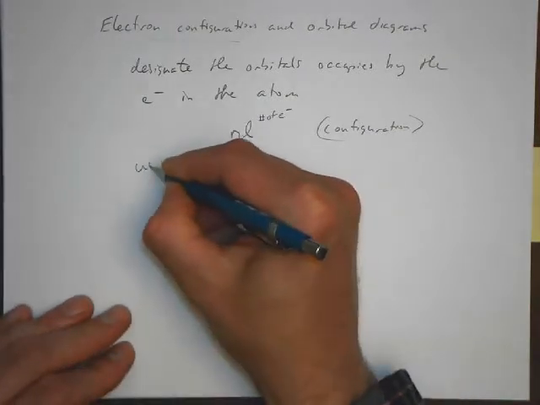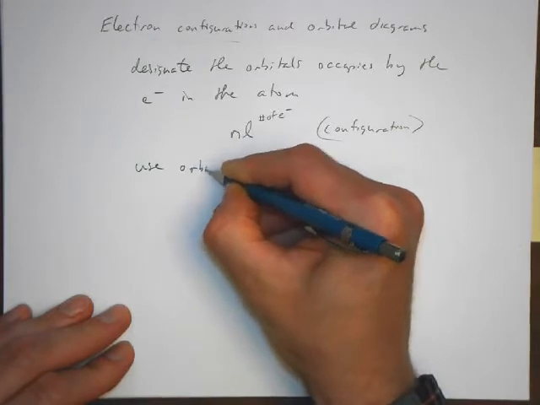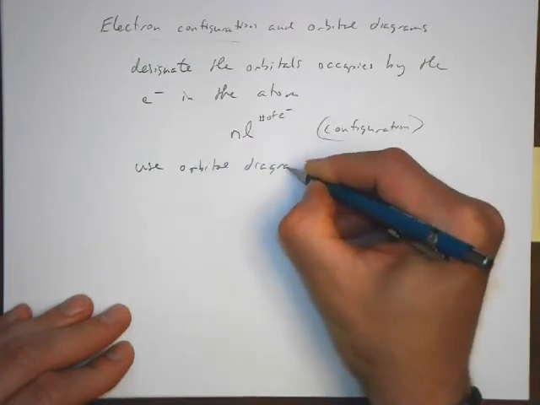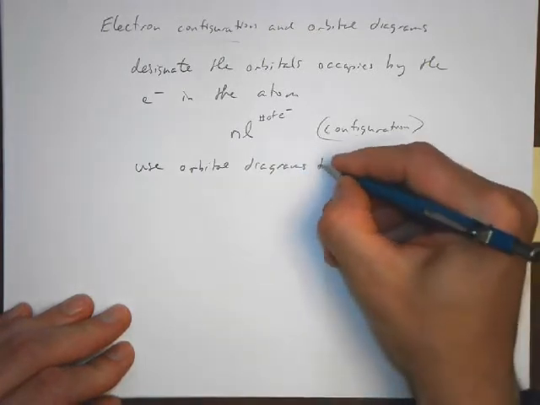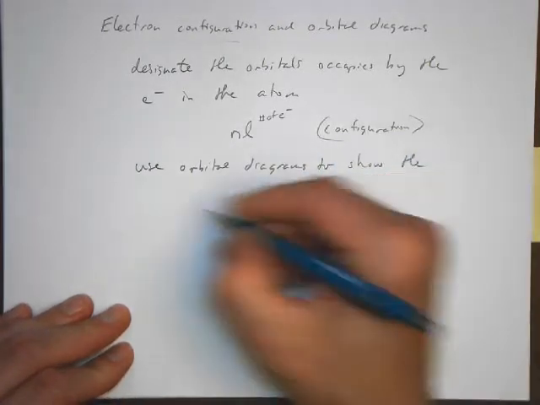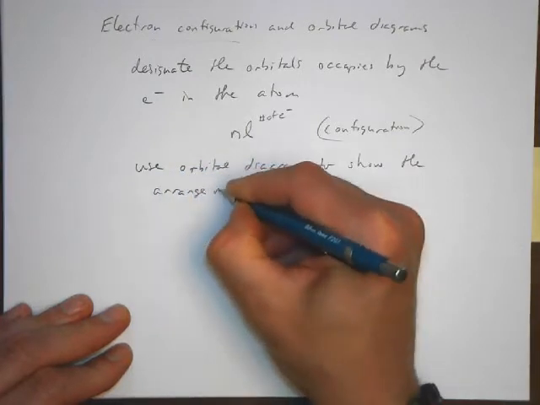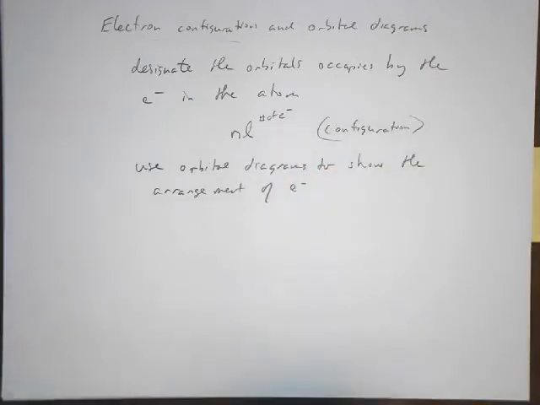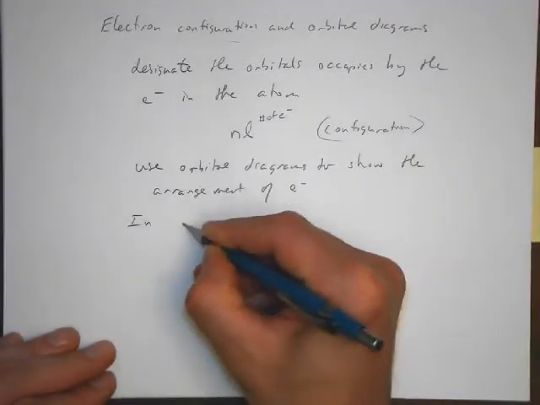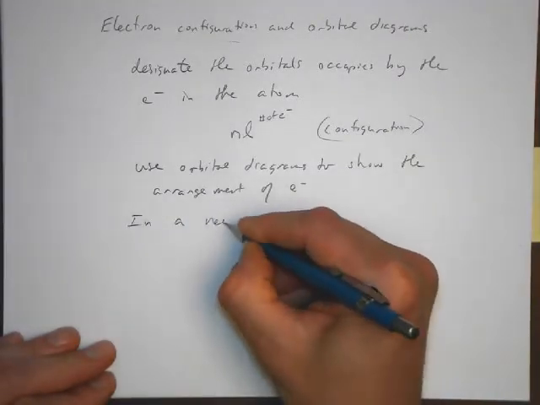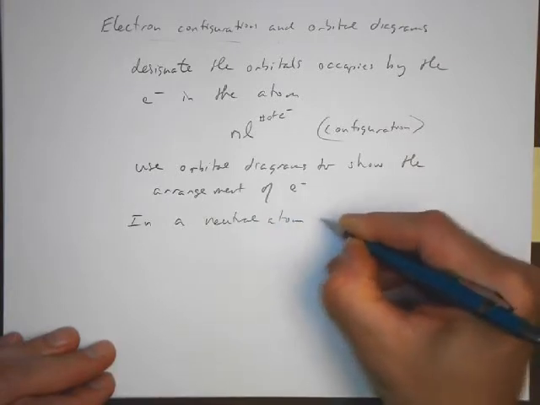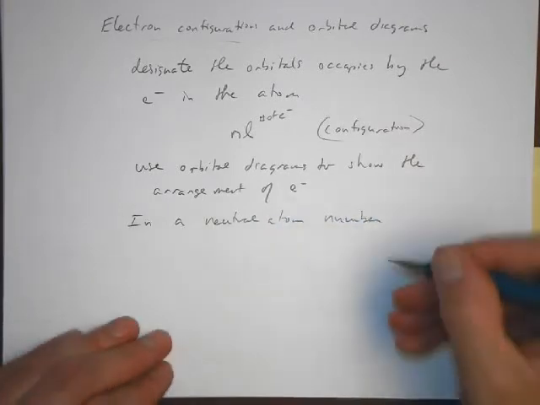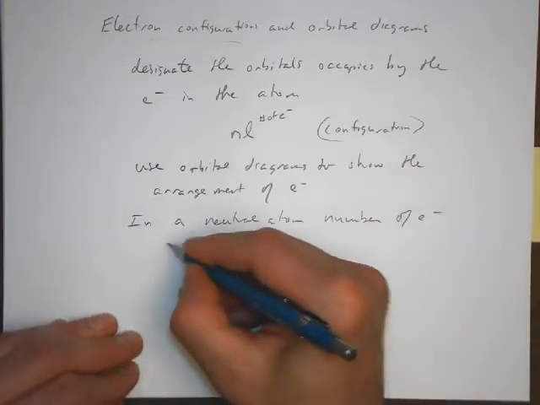We're going to use orbital diagrams to show the arrangement of electrons within the atom. Okay, so of course, in a neutral atom, the number of electrons equals the number of protons.